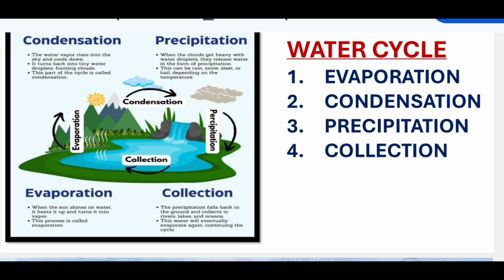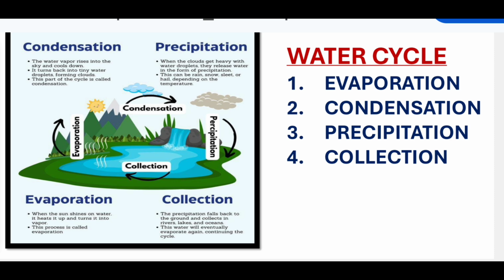Now the second process takes place, that is condensation. What is condensation? Condensation is basically when the water vapor rises into the sky and cools down. It turns back into tiny water droplets forming clouds. This part of the cycle is called condensation. The vapor rises up and then it cools down, so water droplets are formed, and because of these water droplets the clouds get formed.